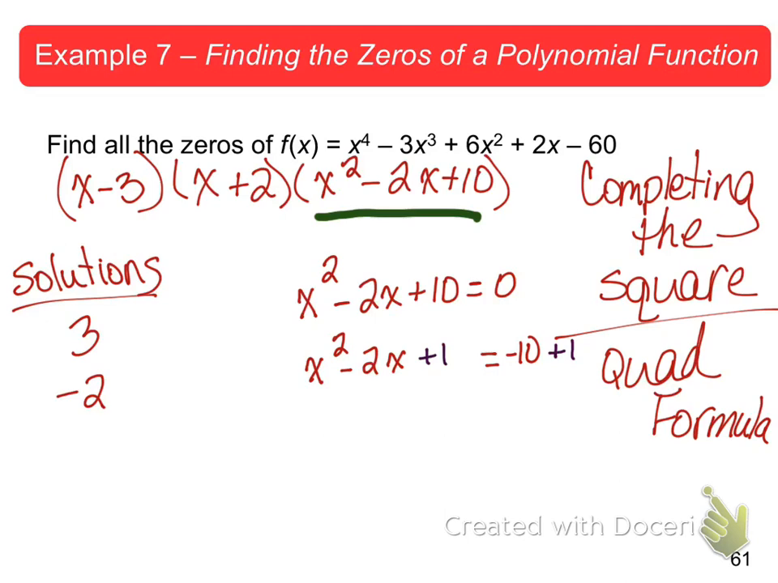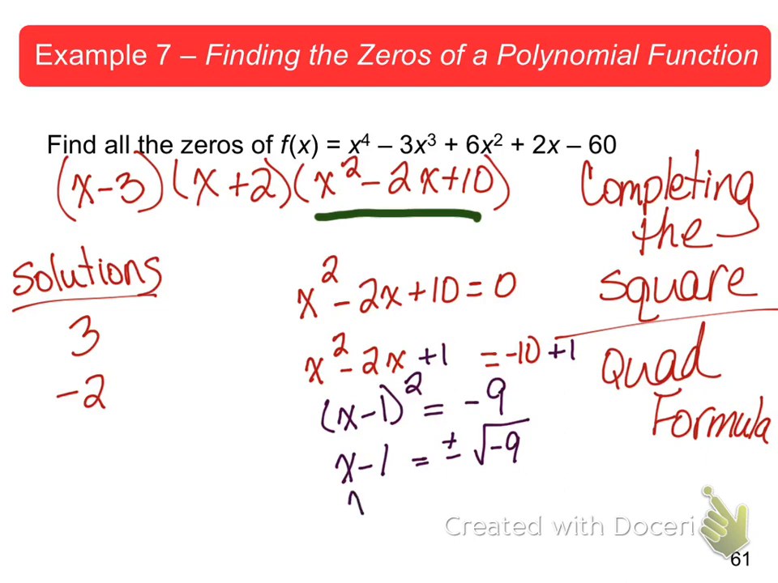At this point, I can factor my left-hand side. I have x minus 1 squared equals negative 9. I can take the square root of both sides. That's what I'm doing next. I'm taking the square root of both sides. When I take the square root of negative 9, what do I have to put in front of it? Yes, good. Plus or minus.